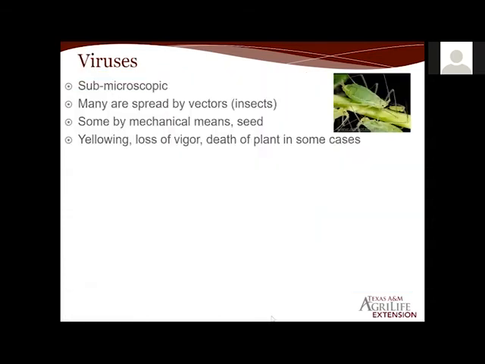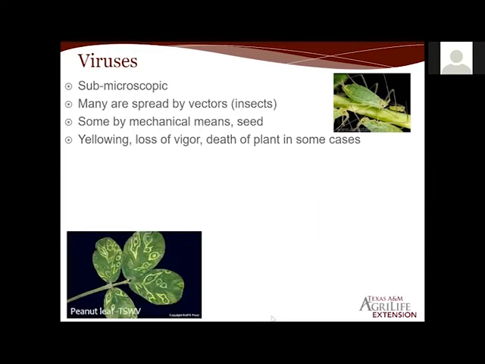All right, so viruses are submicroscopic, and many are spread by vectors, which are often insects. Some can be spread by mechanical means like clippers or your hands, and some may even be seedborne. Yellowing, loss of vigor, and death of the plant in most cases occurs. Here's an example of a virus symptom. It has a very distinctive bullseye pattern.